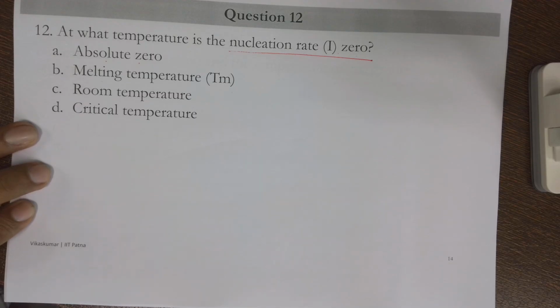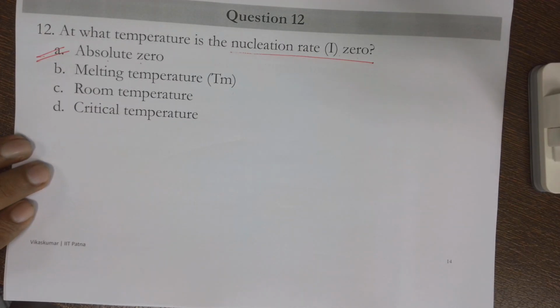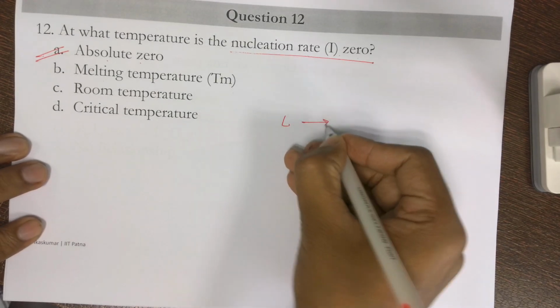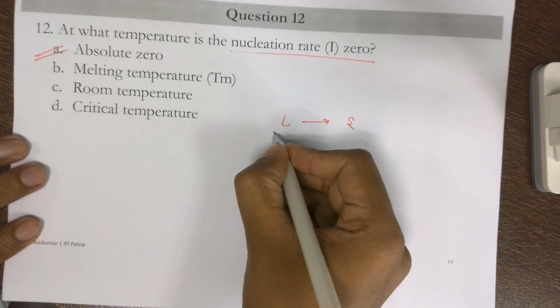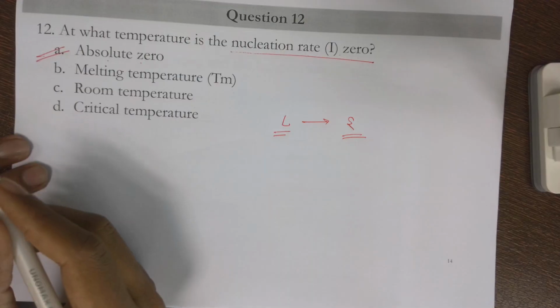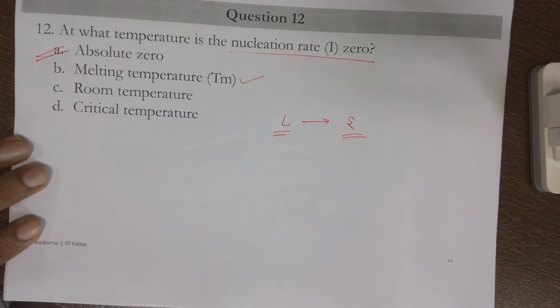The right answer here is option A, right? Absolute zero. But also, when we talk about the melting temperature, for example, our transformation is from the liquid to the solid, and liquid has to transform to the solid. What is happening if we are talking about the melting point?